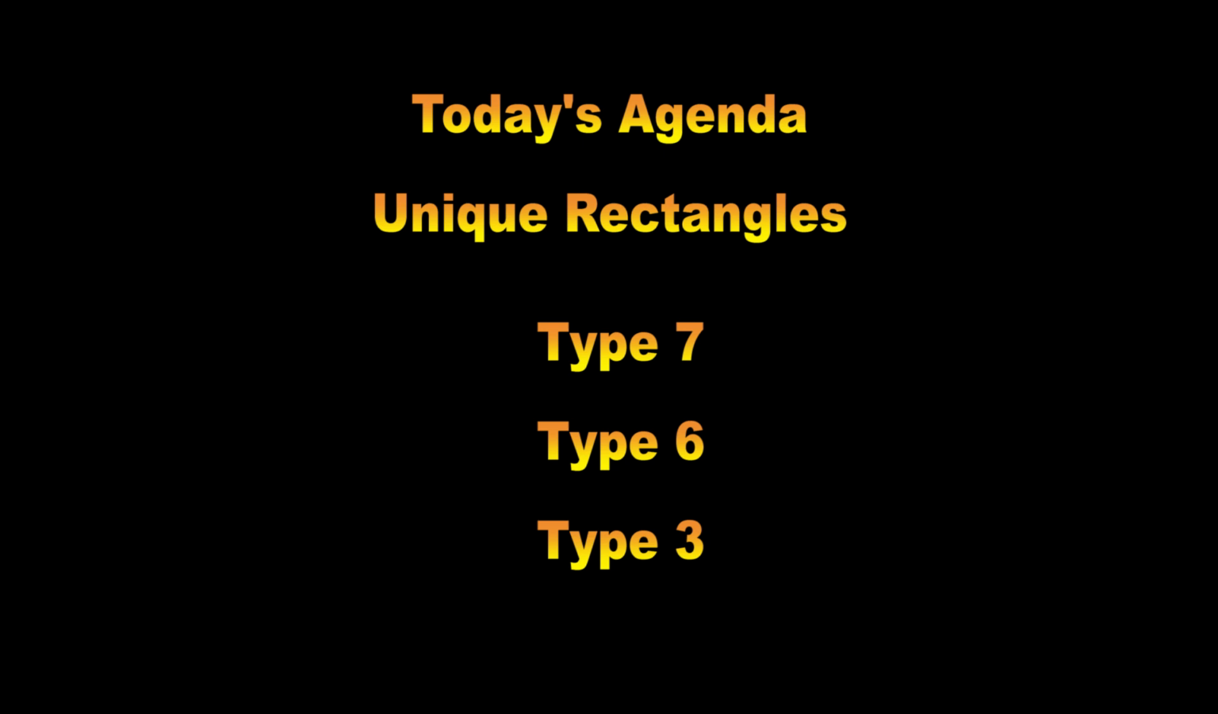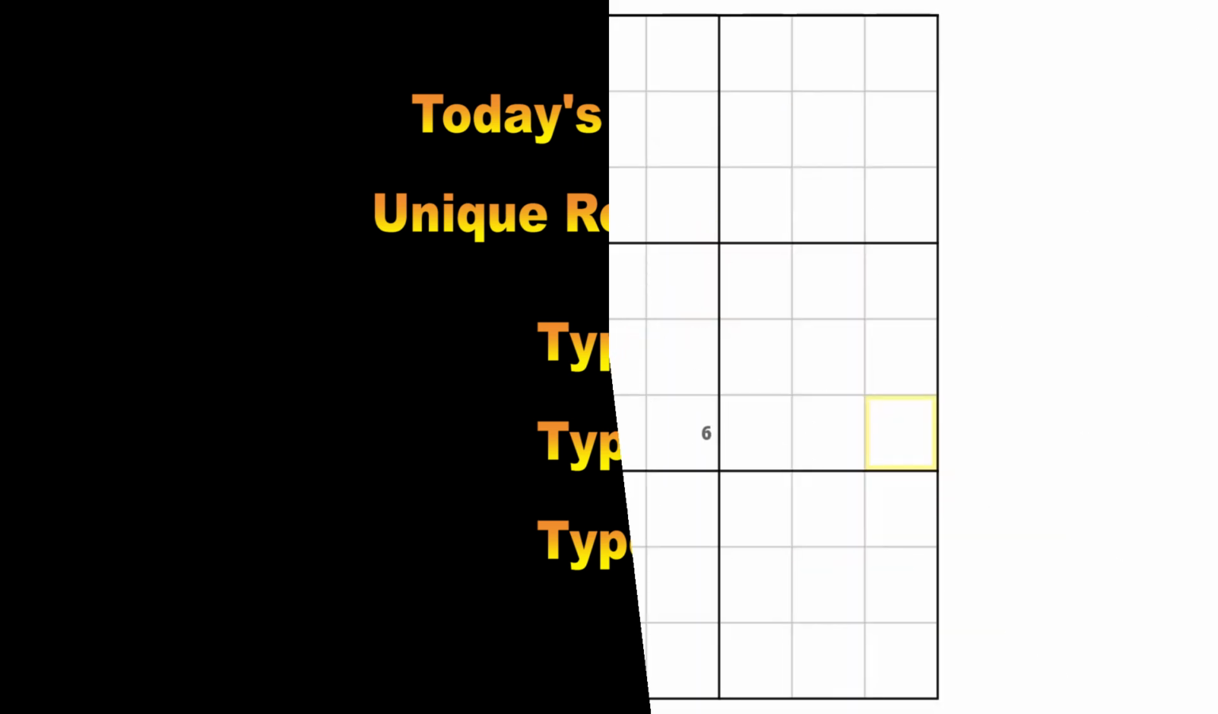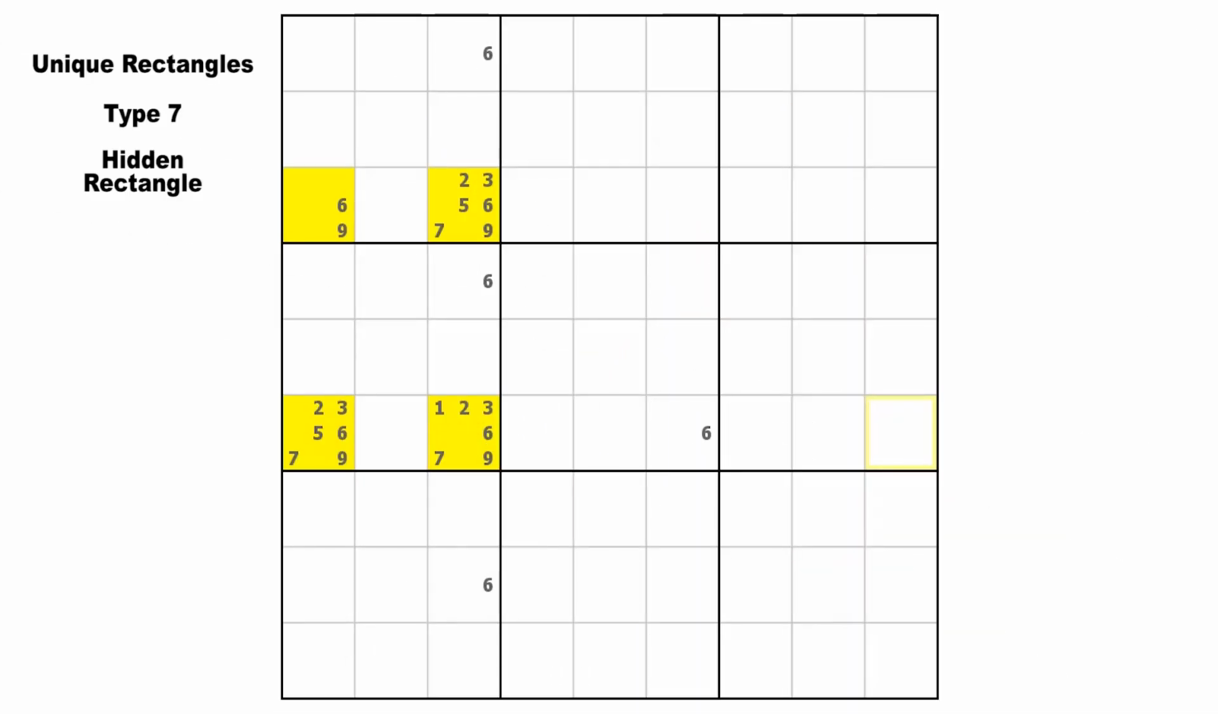So first, let's take a look at type 7, which are also known as hidden rectangles. Hidden rectangles, along with UR type 4, are probably the 2 most common UR patterns you will find in puzzles of any difficulty level. So you really need to master both of them.